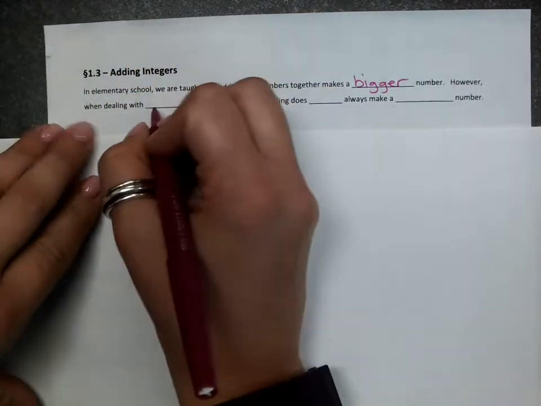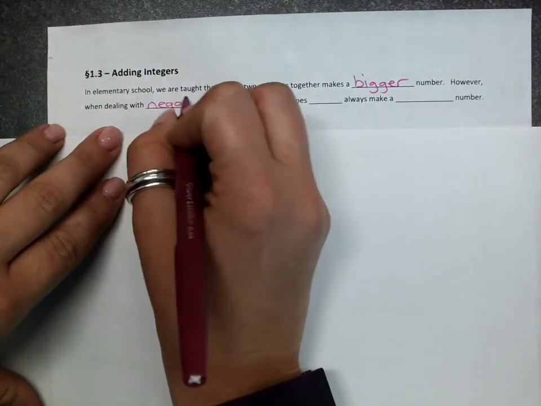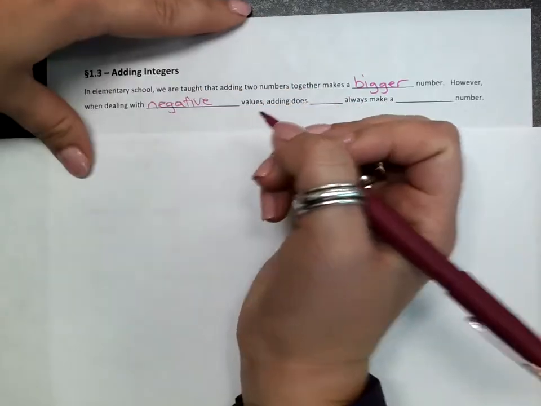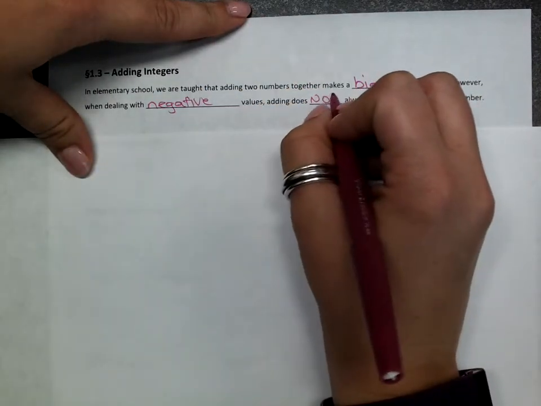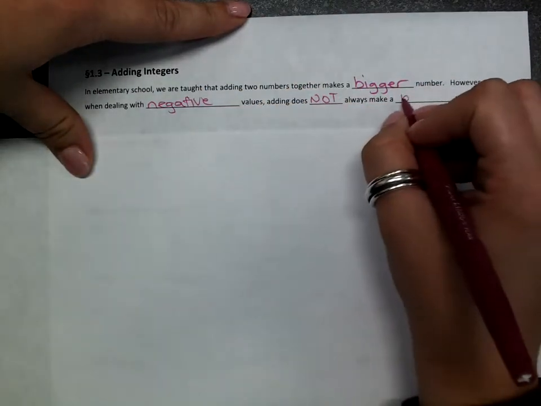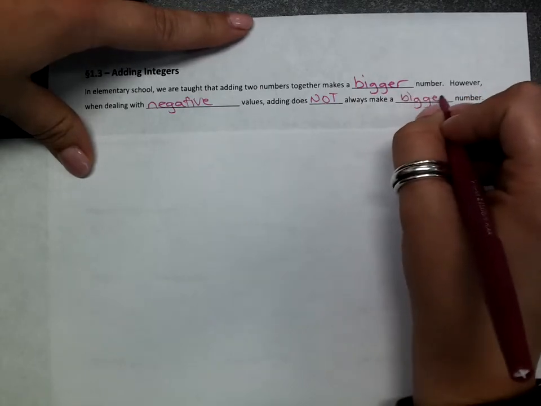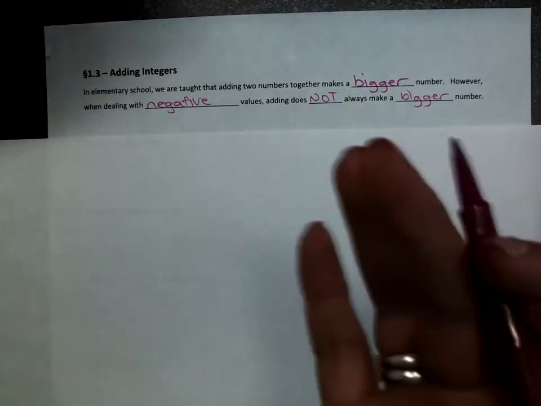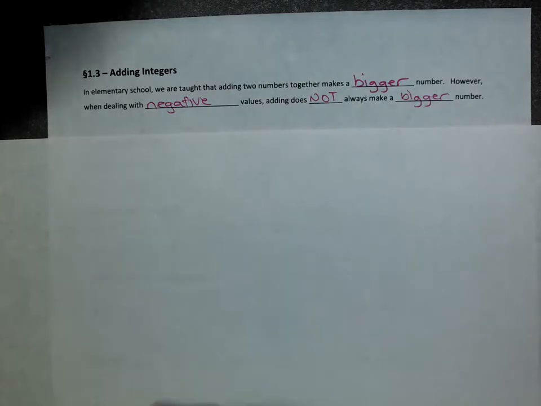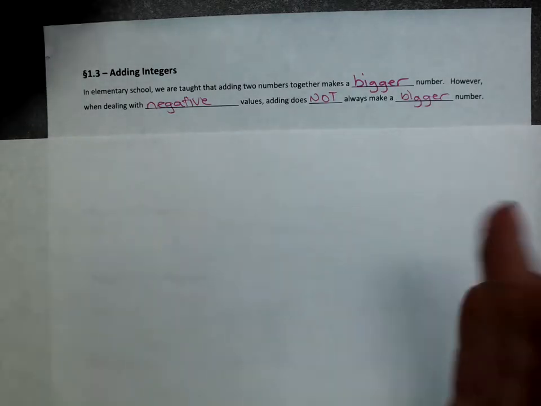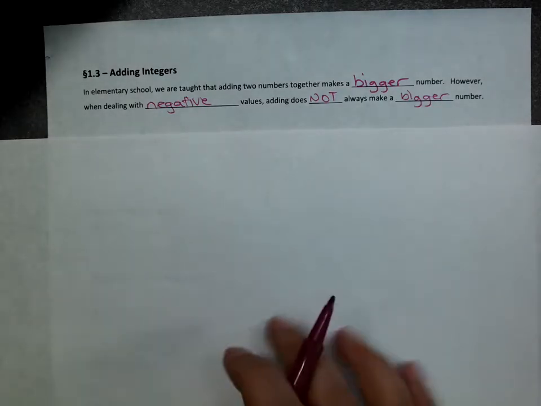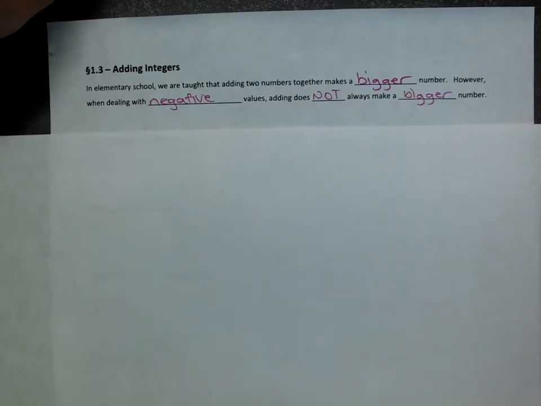However, when we're dealing with negative values, adding does not always make a bigger number. And so sometimes we're really subtracting when it comes to negatives. This is what makes adding integers a little bit trickier than it was back in grade school.